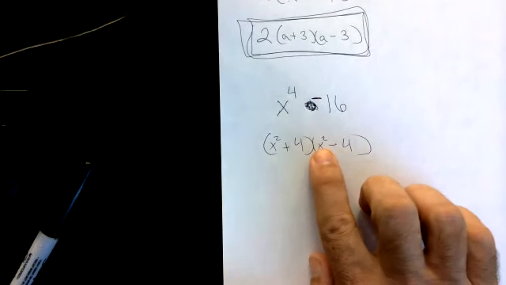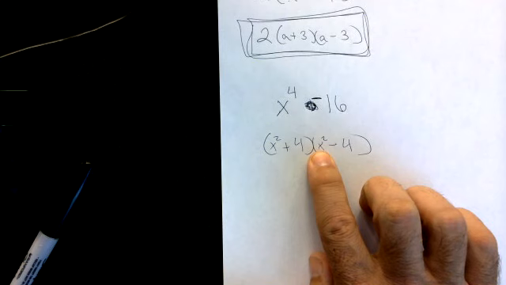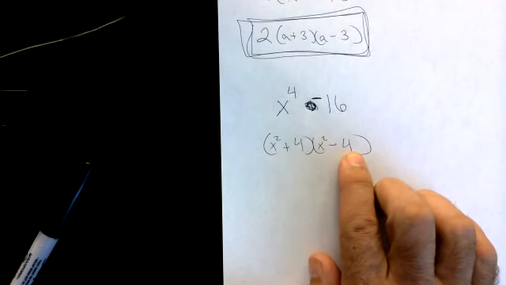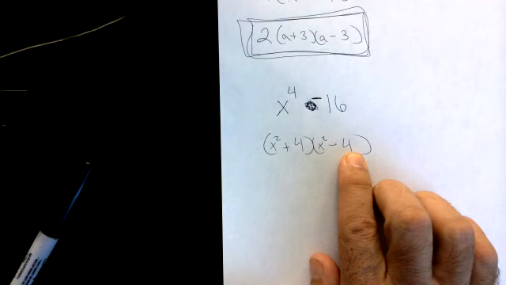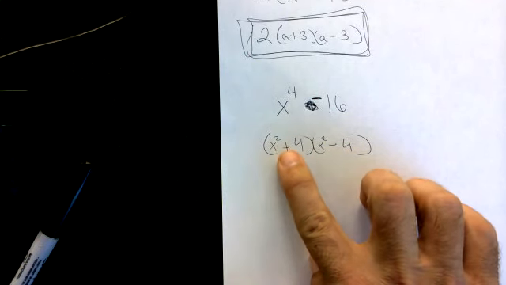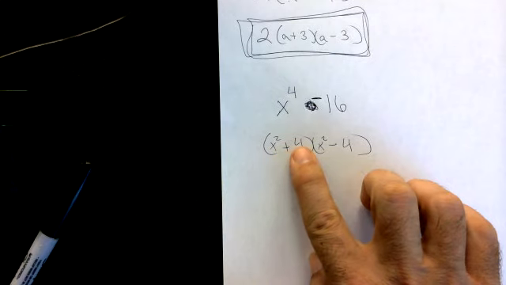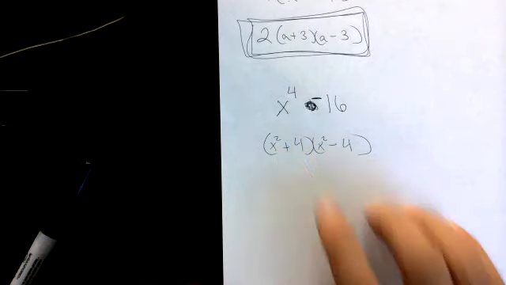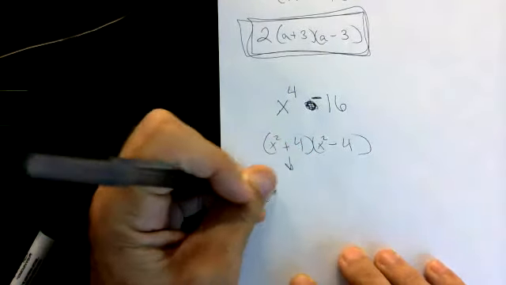But if we look, x squared is a perfect square. That's x times x. And 4 is a perfect square. That's 2 times 2. So the plus 4 doesn't factor anymore. There's nothing that multiplies to get positive 4 that adds to get 0. So this one actually stays.